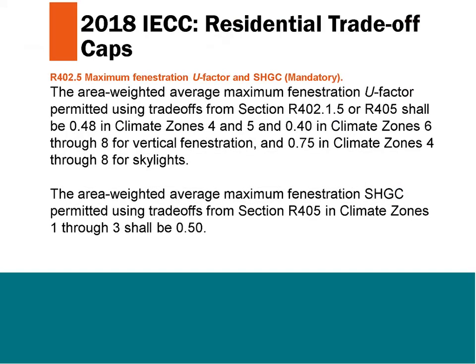Use residential trade-off caps. This basically establishes the upper limits on the U factor and the SHGC when using area-weighted compliance methods. Maximum U factor of 0.48 for climate zones 4 and 5, and 0.40 for climate zones 6 through 8. Maximum SHGC of 0.50 for climate zones 1 through 3. This caps and prevents forced trade-offs of poor performing envelope components, like using single pane glass or clear dual pane glass in the northern climates. That's the reason for the caps.